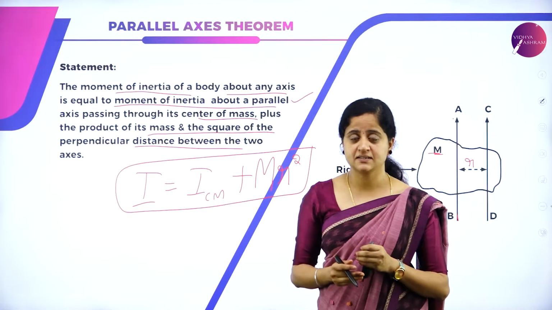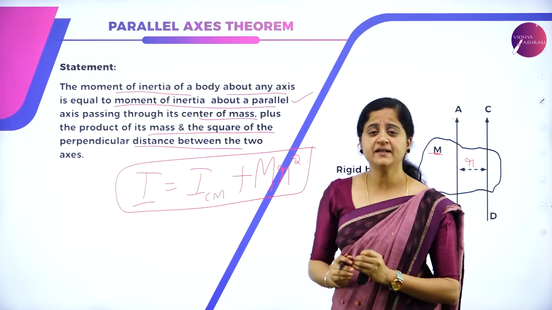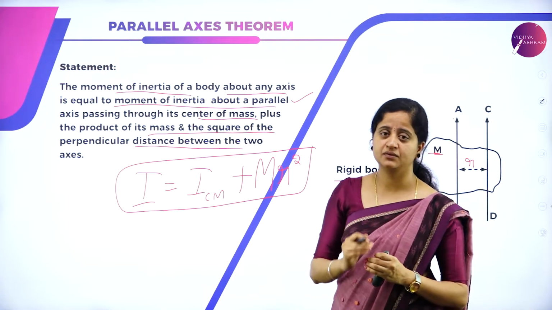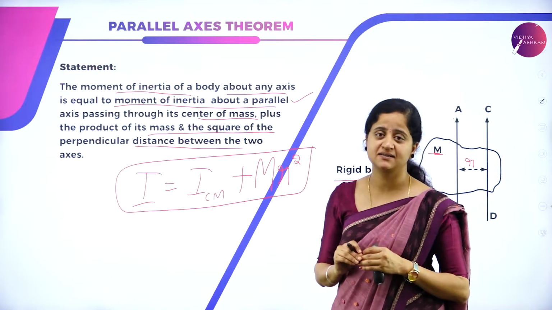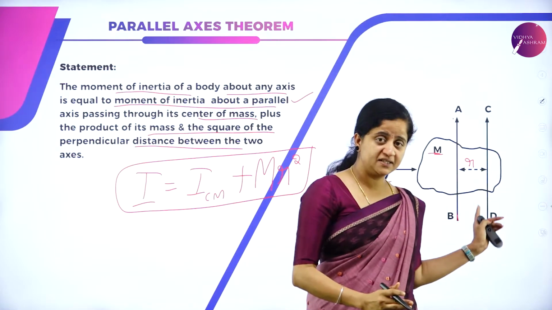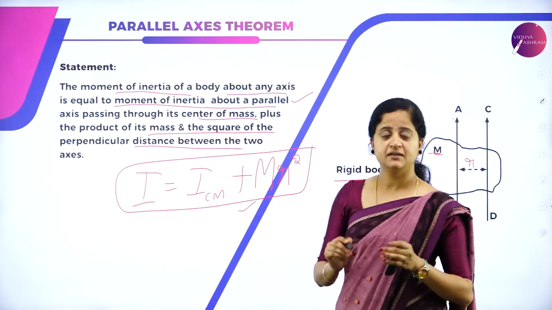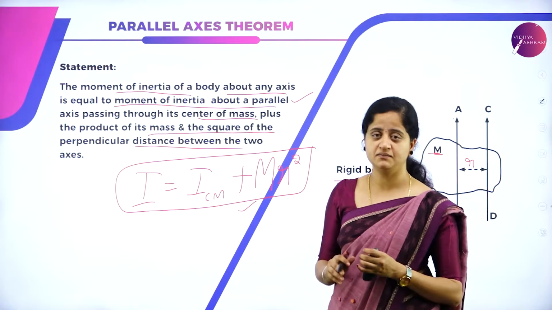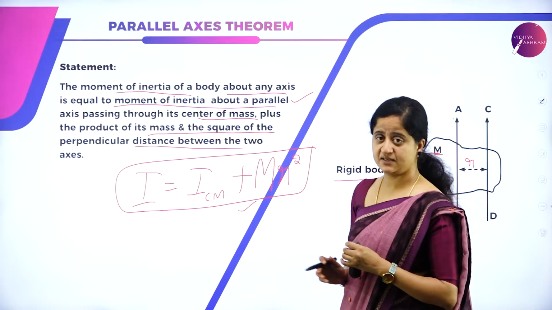To write the answer for this question, that is, to state and explain the parallel axis theorem might be the question, you have to write the statement with a diagram, then the expression. After that you have to explain the terms involved in this. So let us derive it now.